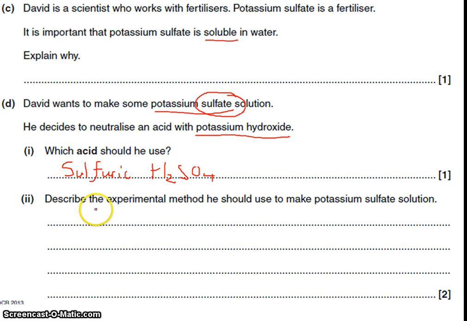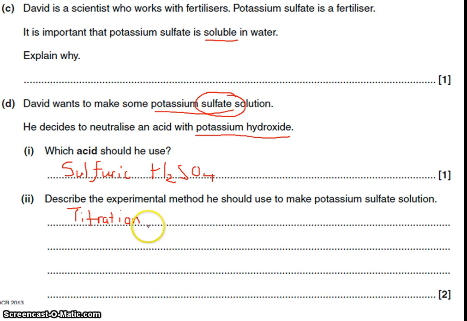Next question is describe the experimental method used to make potassium sulfate solution. So this question is, in simple terms, what is the name of the experimental method that we use to make a fertilizer? And the method is what we call a titration. Now a titration is a very accurate chemical process where we very, very carefully add an acid to an alkali using a burette, which is a tall, thin glass tube with measurements down the side. And it allows us to very slowly add the acid drop-wise to the alkali, and this means that we can work out precisely when it's been neutralised.